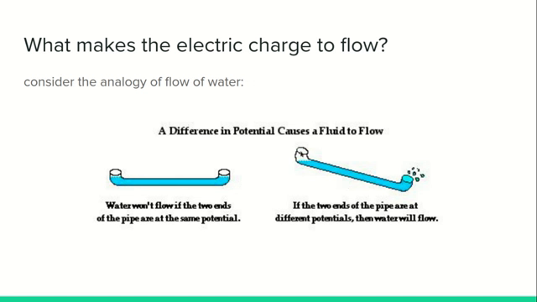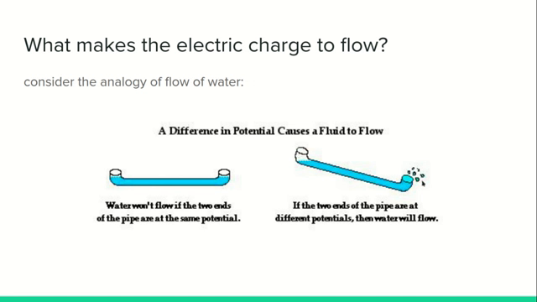Similarly, you can see in this picture, when this pipe is tilted a little, the water starts to flow from this end. This end is at a higher level and this is at the lower level, so you call it higher potential and lower potential. You will see that the water flows from the higher potential to the lower potential.